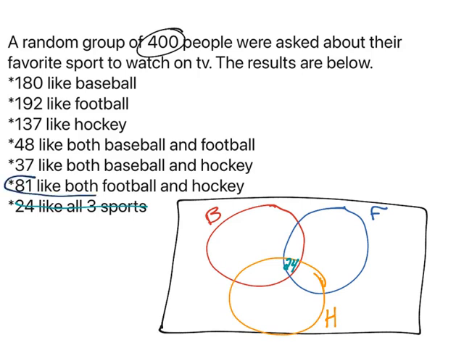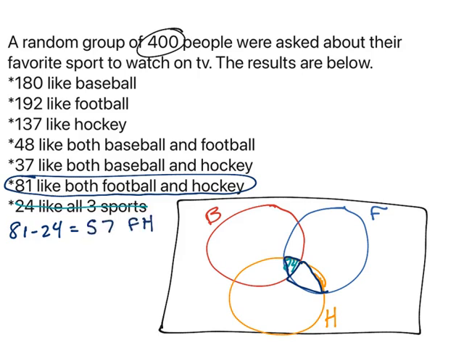So I'm going to do this 81 like both football and hockey. So football and hockey is this space here, right? That's the overlap, and 81. But y'all, we already have this 24 that is also part of that overlap. So I'm going to take 81 minus 24, and that gives me 57 are the football and hockey overlap. So 57. Okay, takes care of that one.